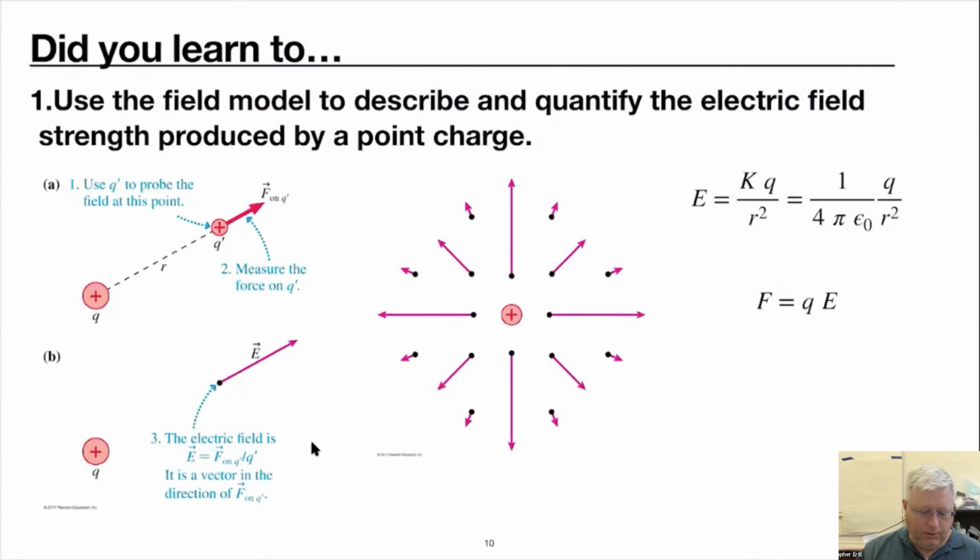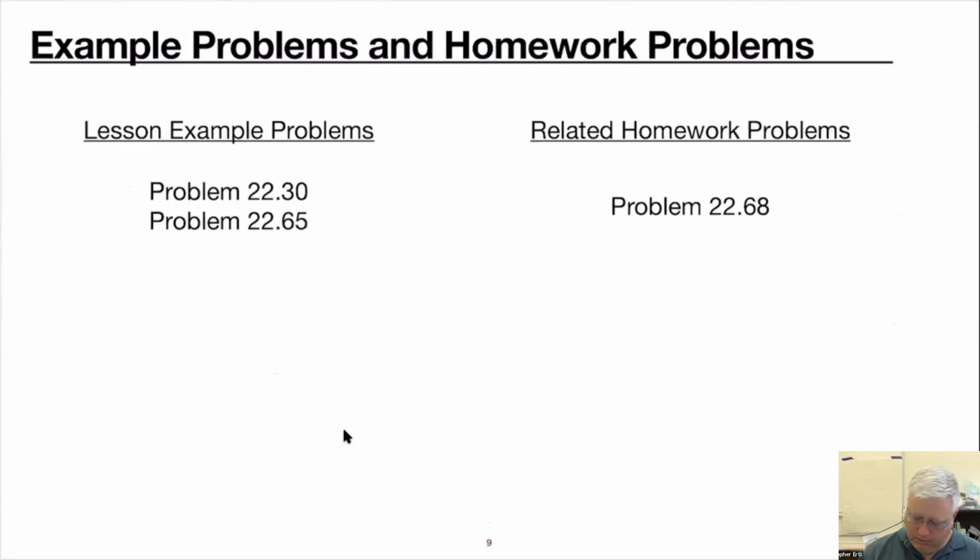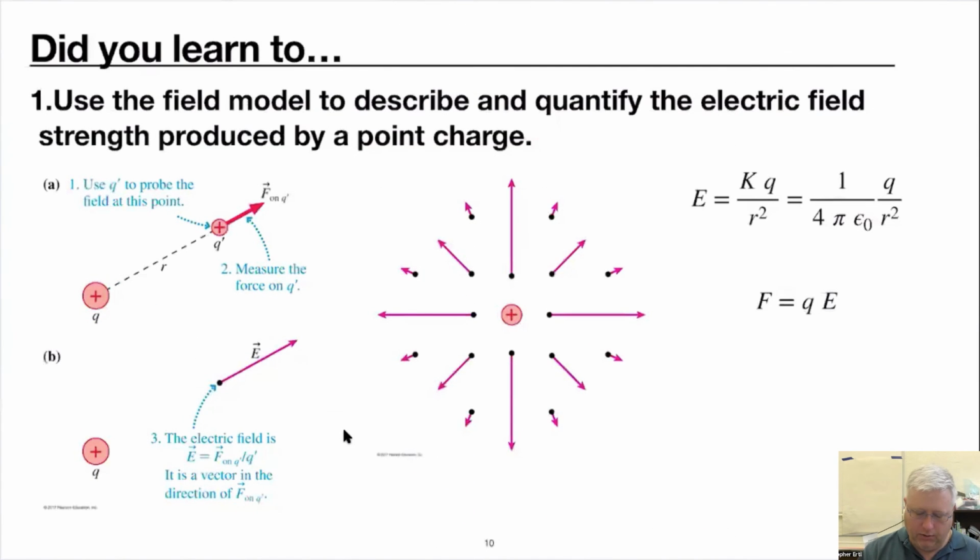And so finally, did you learn to use the field model to describe and quantify the electric field strength produced by a point charge? So we learned about this field model. A point charge or source charge creates a field. It points radially outward in all directions. It gets weaker the further you get away from it. It's stronger closest to the source charge.